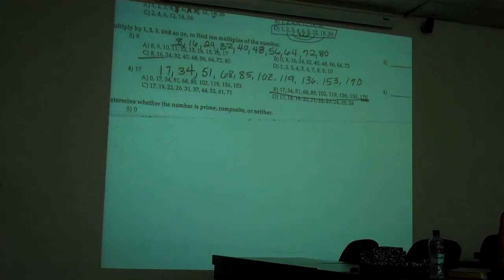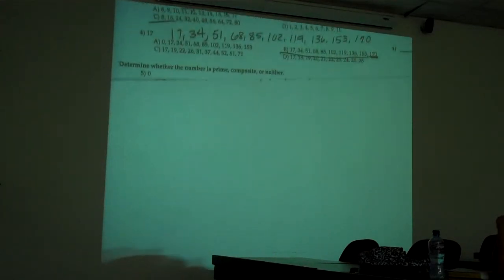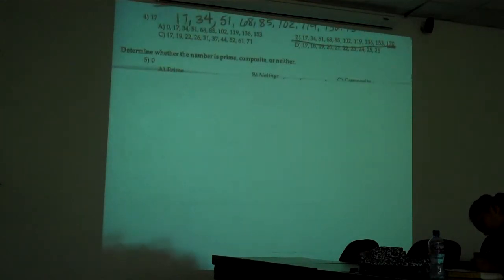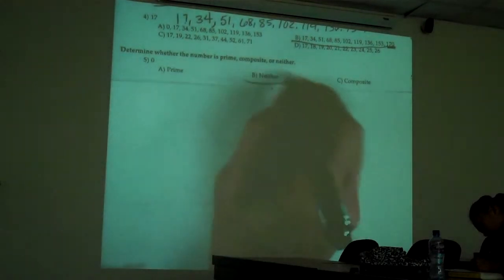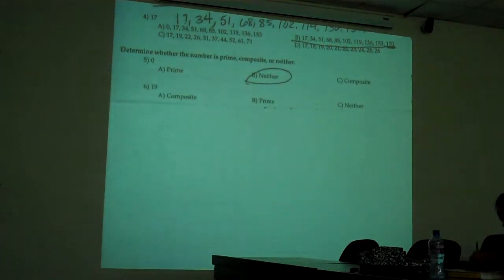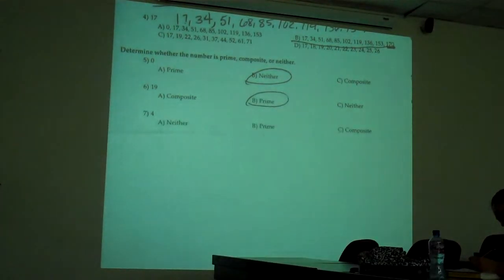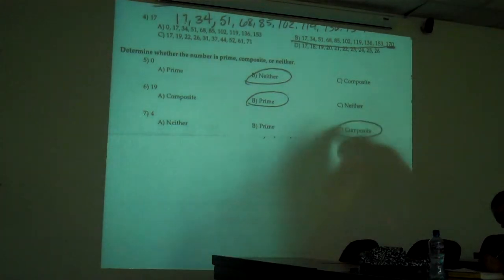Now, determine whether the number is prime, composite, or neither. 0. Is it prime, composite, or neither? Neither. 19. Prime. 19 is a prime. 4. Composite. 4 is 2 times 2, so it's composite.